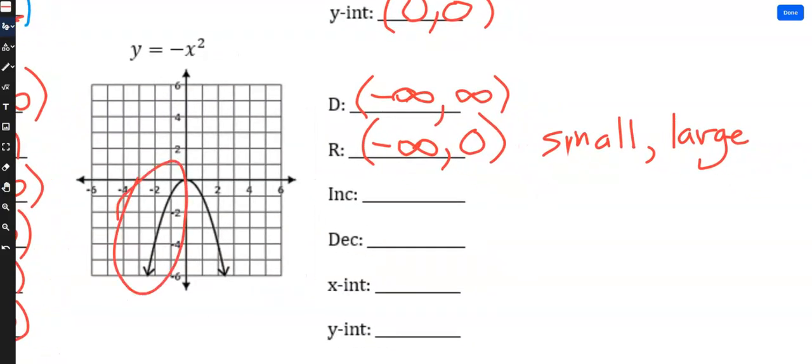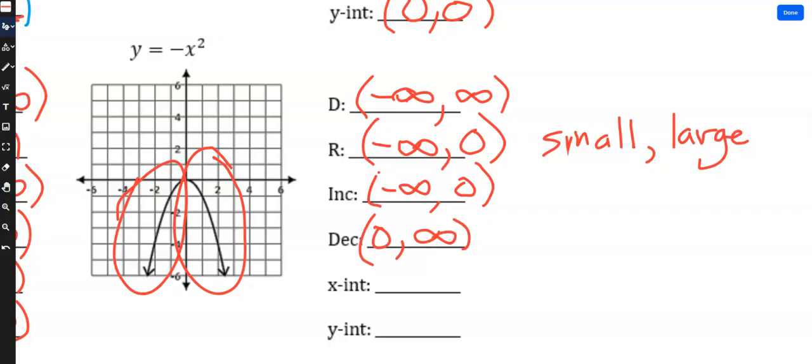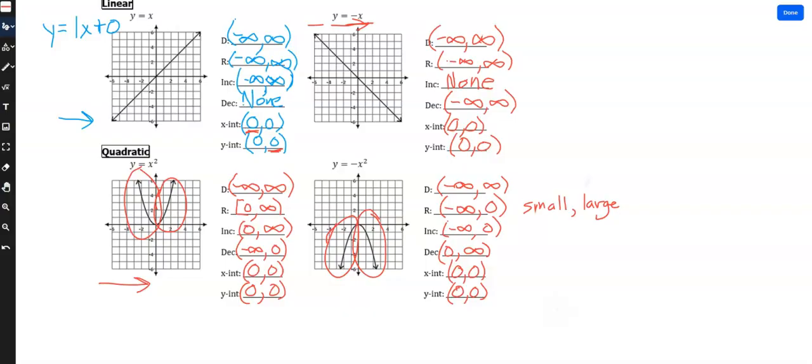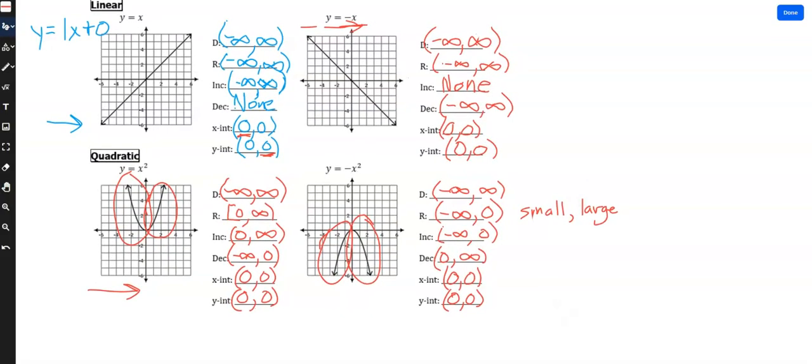Increasing. Well, on this side of the graph is increasing, so that would be from negative infinity to 0. And over here, this side's decreasing from 0 to infinity. X-intercept, still 0, 0. Y-intercept, still 0, 0. When we start shifting these graphs around, those x-intercepts and y-intercepts are going to change. So when we start moving stuff around, it's going to get different. Okay, I'm going to go to the next slide.